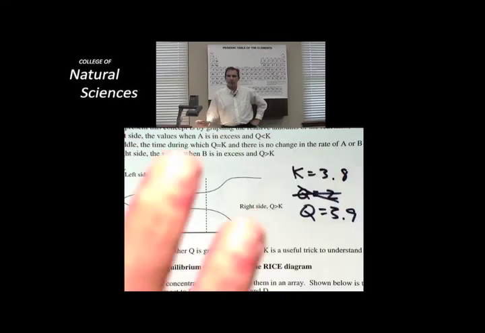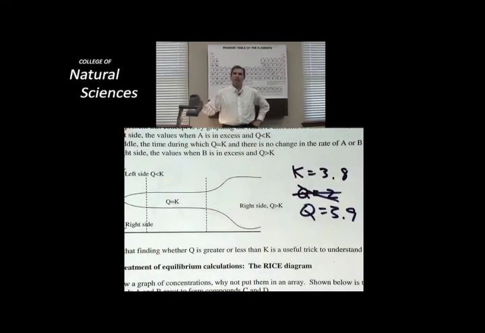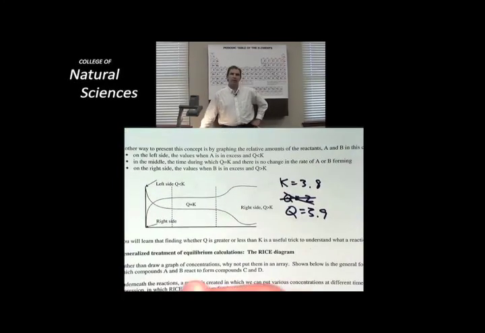So keep that sort of little mantra going in your head for the rest of the semester. Q less than K, shift right. Q greater than K, shift left. Q equal to K, you're at equilibrium.